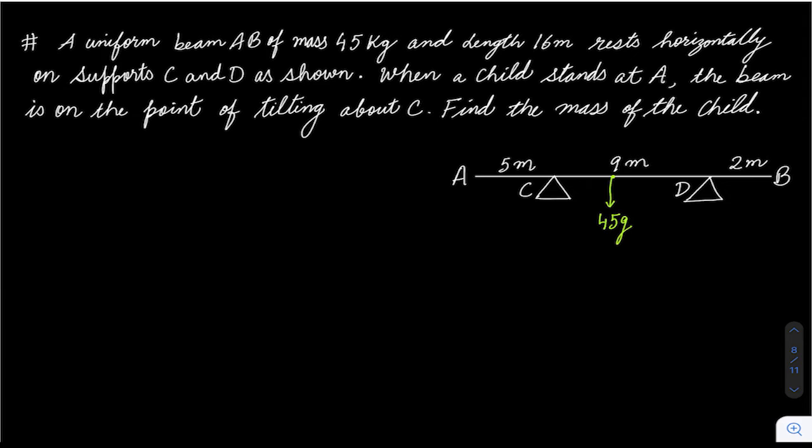So there is a child standing at A. We have to find the mass of the child so that the beam is on the point of tilting about C. The mass we don't know, so let's take that as m. So this force is mg. Now there will be a reaction force at C, and there is a reaction force at D. Now, when the beam is on the point of tilting about C, you can visualize this, right?